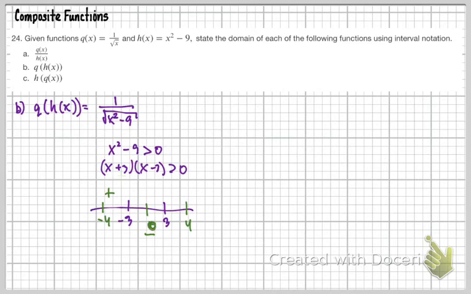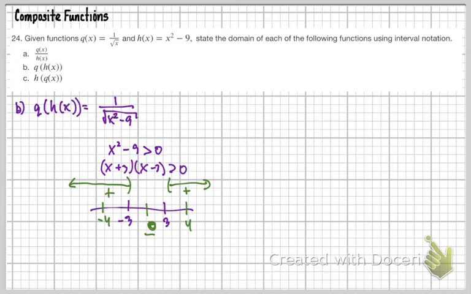And then I'm going to do the last one here at 4. And this is going to be positive, and this is going to be positive here. So that tells me that this is positive. So it's going to be positive for x in negative infinity to negative 3 and 3 to infinity, not including 3 because that's where it equals 0.